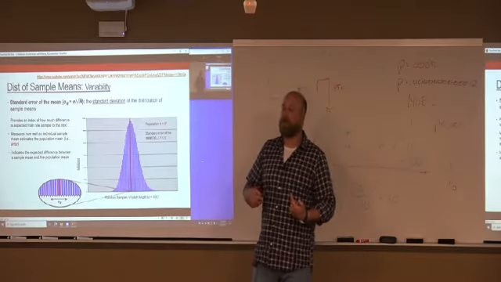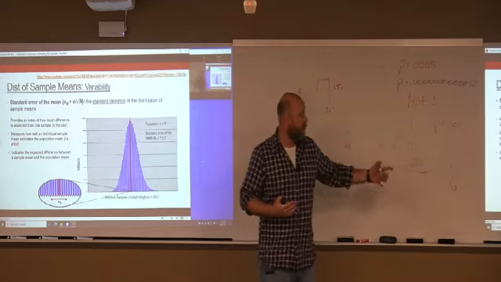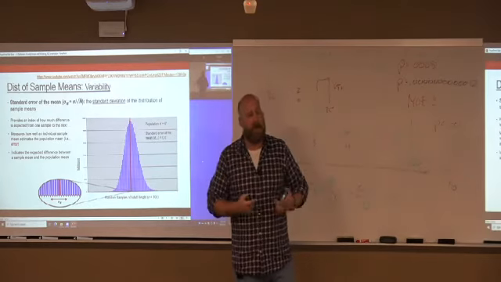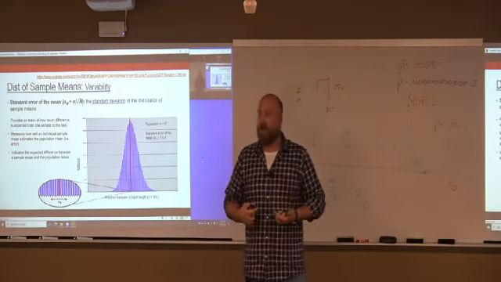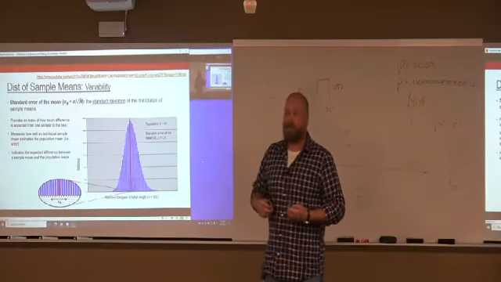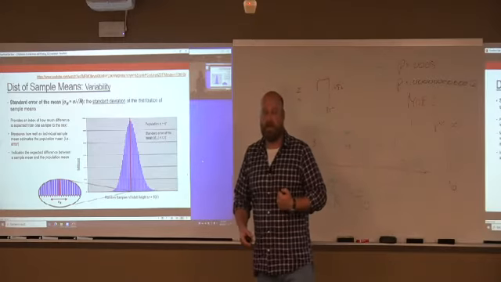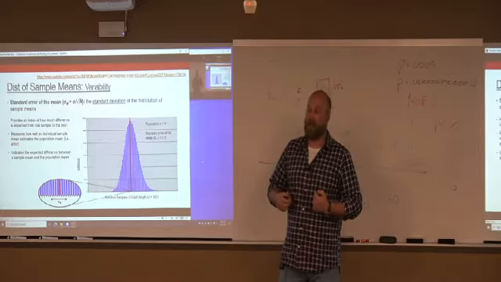Does that mean that all the samples that I collect will be within 0.6 of an inch? Absolutely not. I'm going to have some that are way above, some that are way below, some that are kind of centered around the middle. But on average, across all possible samples that could be drawn from this population, they'll be about 0.6 of an inch away from the population mean.